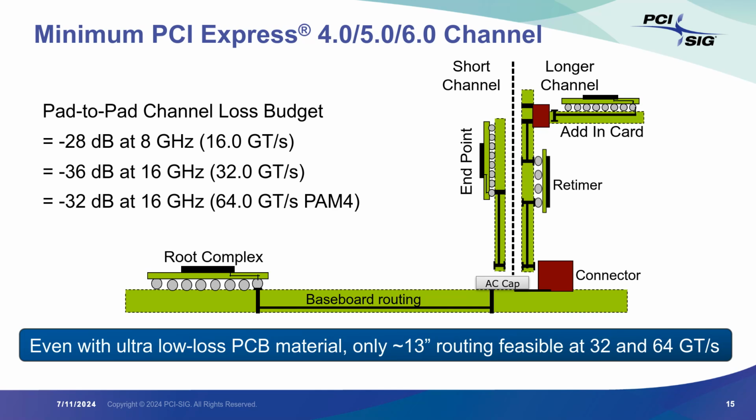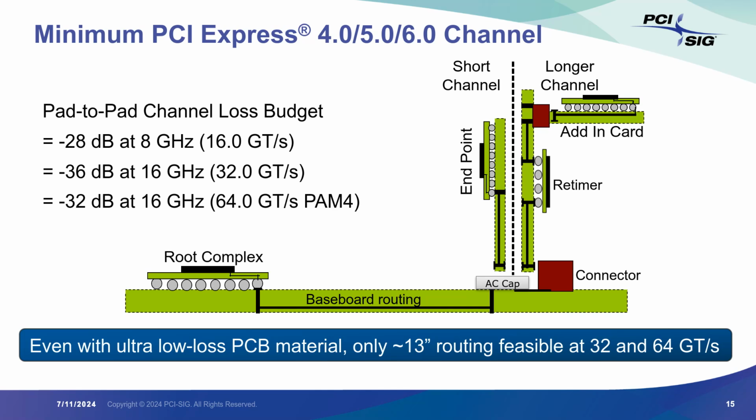So if you look at this slide, from 16 gigatransfers to 32 to 64, when we are NRZ signaling, every generation we double the speed, the Nyquist frequency goes up, and that usually doubles the channel loss. But material and other improvements don't move as fast as the frequency dictates. So we went to PAM4 signaling.